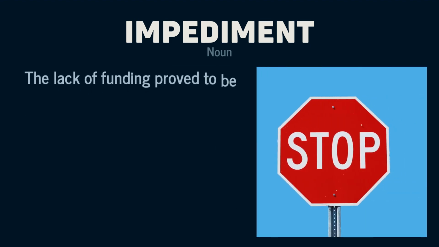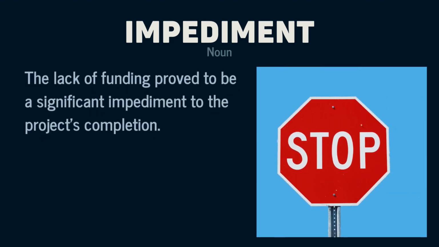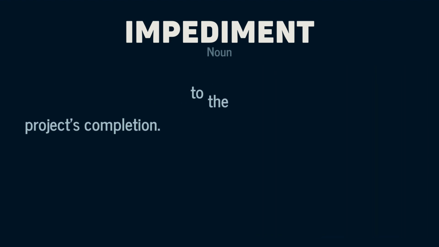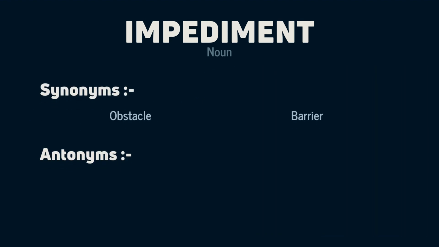उदाहरण के लिए, the lack of funding proved to be a significant impediment to the project's completion. इसका मतलब है कि धन की कमी के कारण परियोजना सुचारू रूप से आगे नहीं बढ़ सकी. Think of impede like a stop sign on the road. It hinders movement.